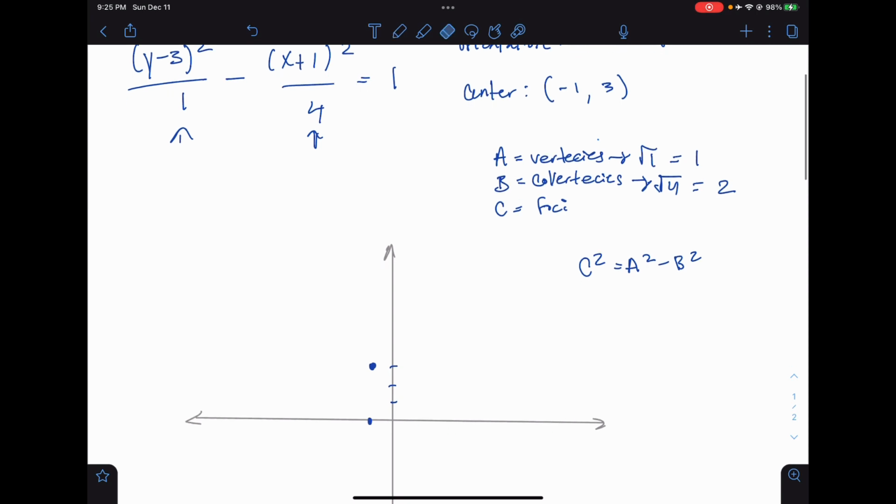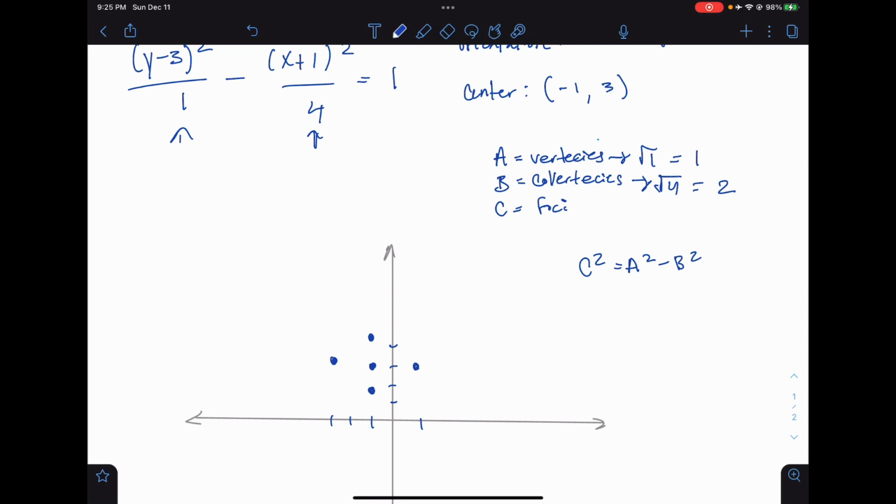So what that information tells us is that we have a vertex 1 up and another vertex 1 below. And then the co-vertices are going to be 2 over. So 1, 2, and 1, 2. Whoop, doesn't look too symmetrical. Let's do that right there.